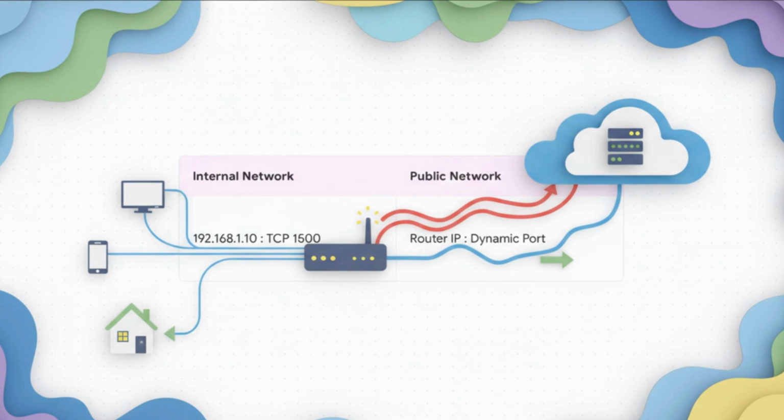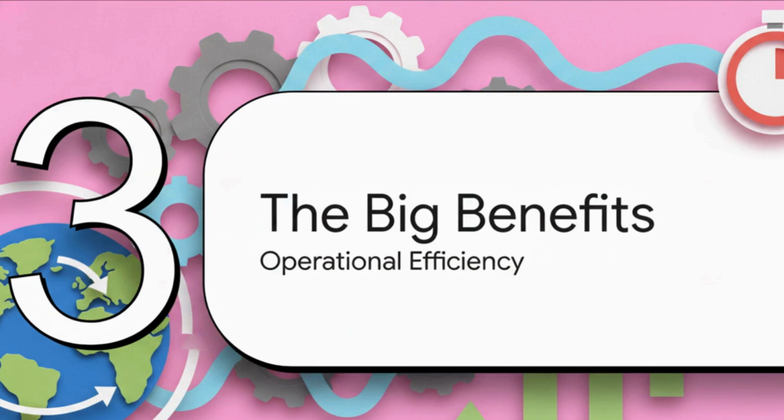The router just checks this very table, maps the port right back to the original internal IP and port, and safely forwards the data back to the correct internal device. It is seamless.